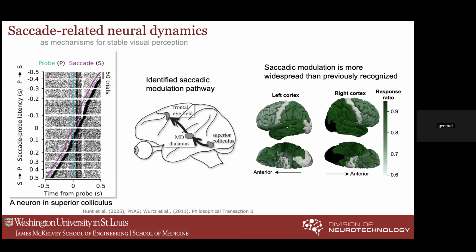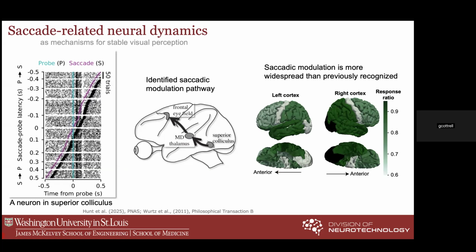In recent studies, including ours, we started to show that saccadic modulation is more widespread than previously recognized. Here, the color represents the proportion of electrical contacts that show consistent waveform changes after saccades.